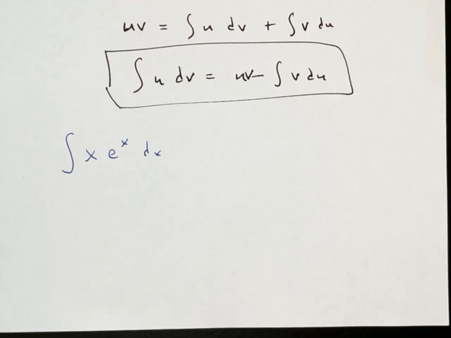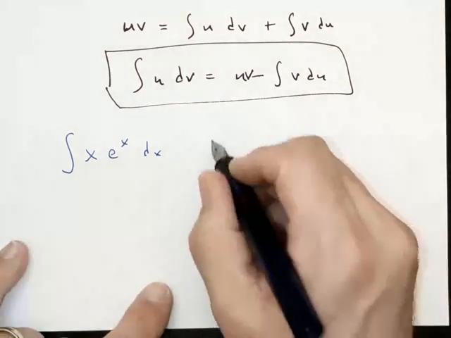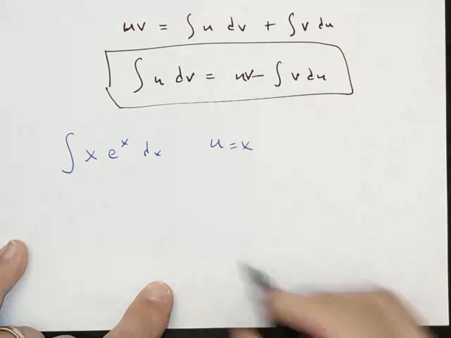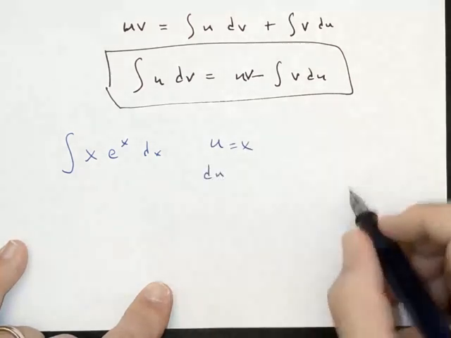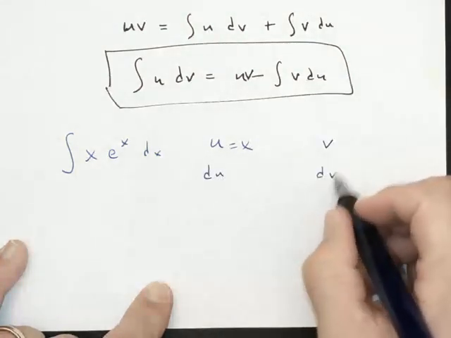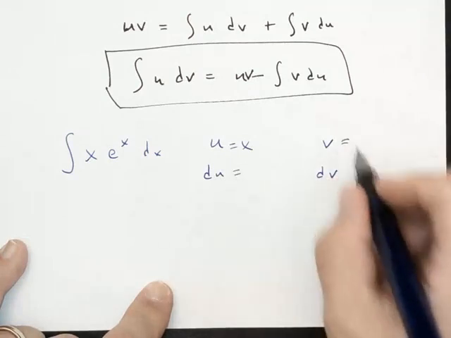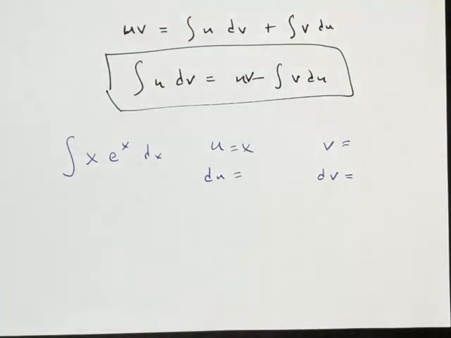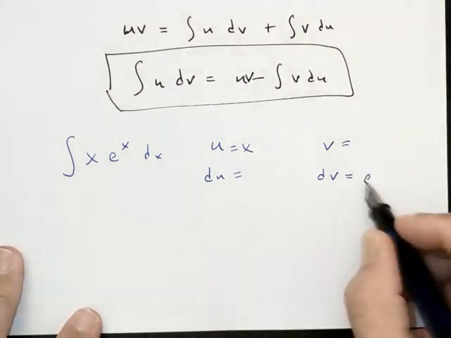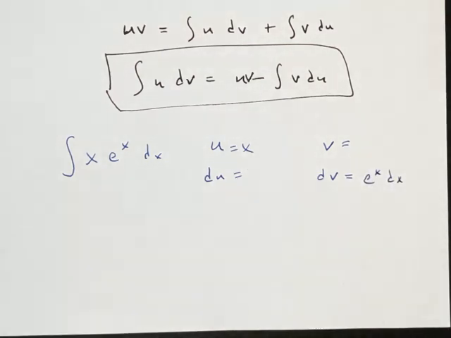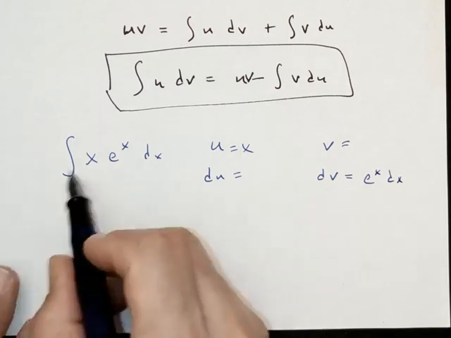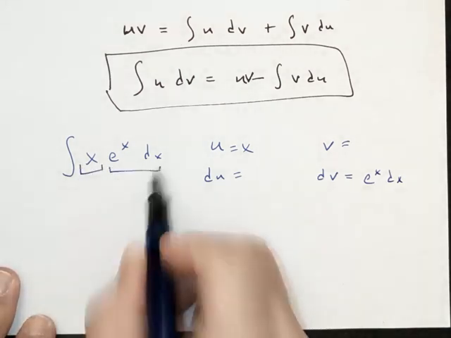If I make u equal to x, then I'm going to need du. Over here, I'm going to have v and dv. If the u is the x, then everything else in that integral, including the differential, must be dv. Those are my two parts then, u, dv.